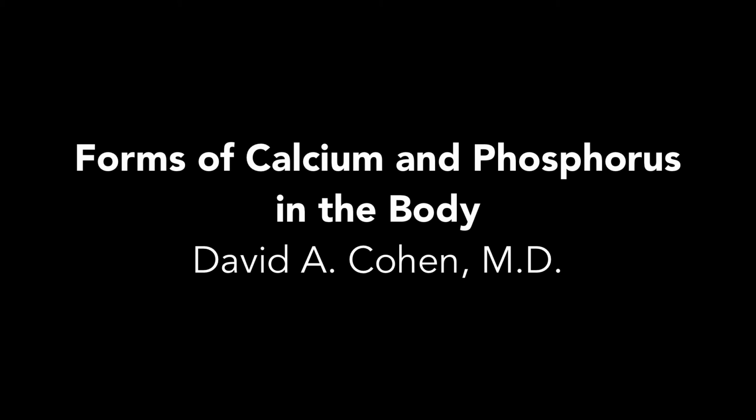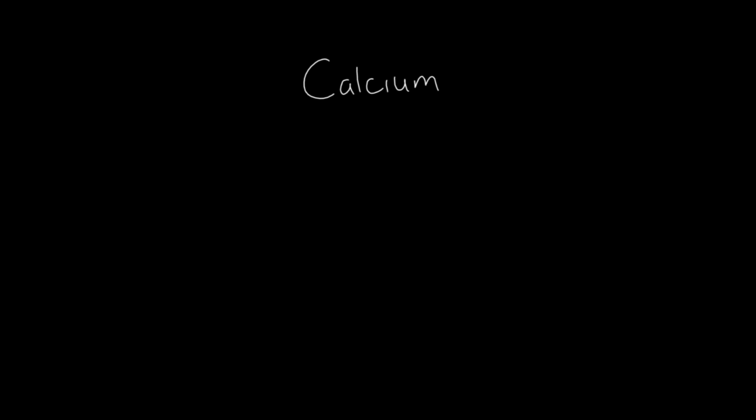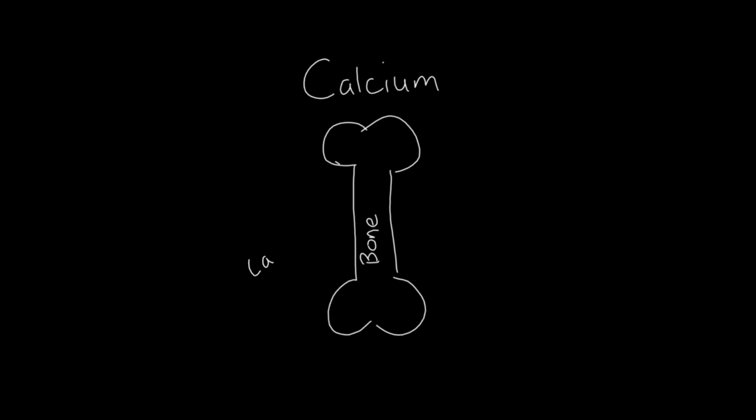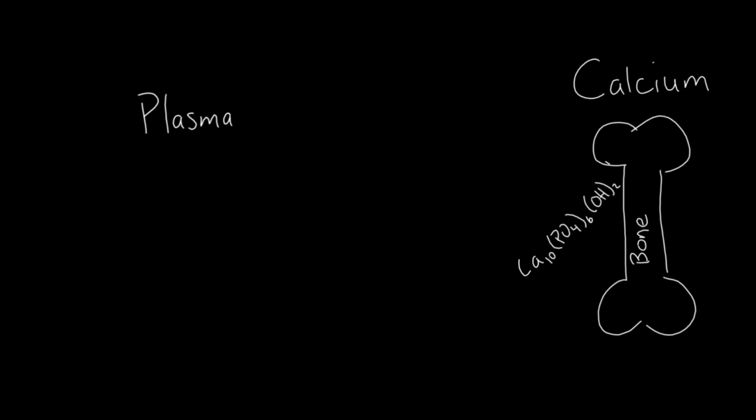In this video, I will discuss calcium and phosphorus and the forms in which they exist in the body. Most calcium in the body is stored in bone as hydroxyapatite, with the chemical formula written here. In the plasma, calcium circulates either bound or free.